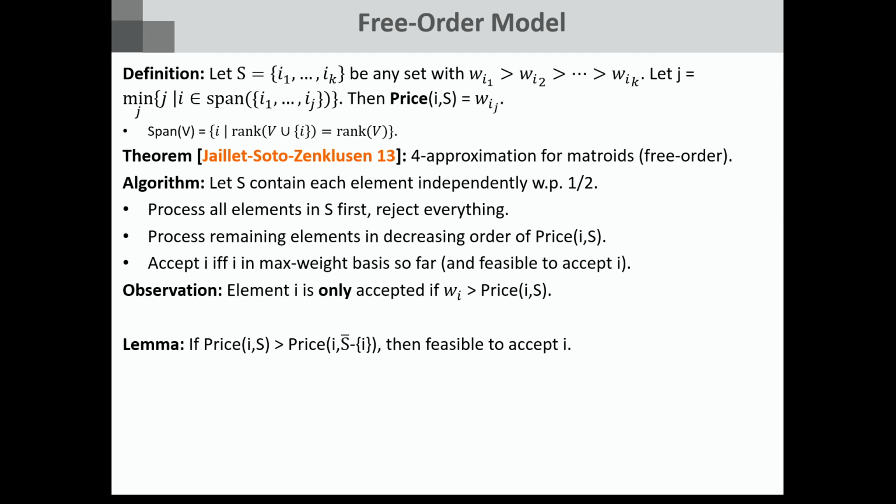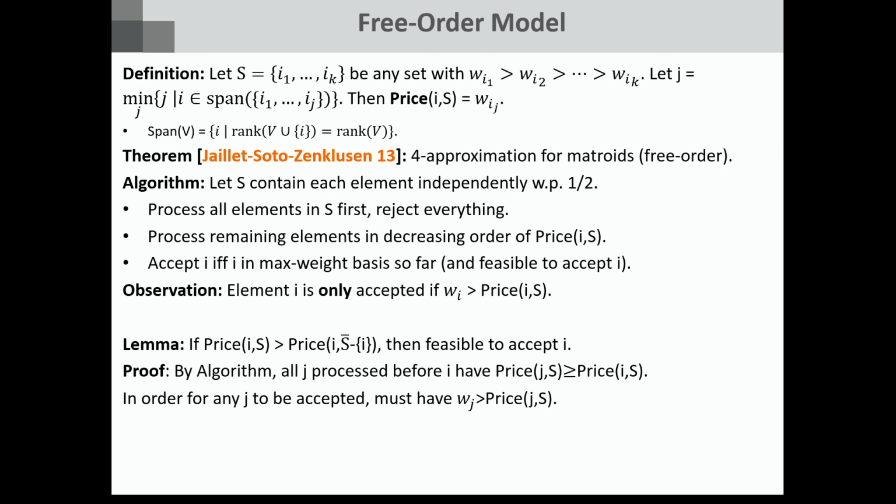Now I want to provide a sufficient condition for it being feasible to accept an element I. I'm claiming that if the price of I with respect to S is larger than the price of I with respect to S bar minus I, then it will definitely be feasible to accept I by the time we process it. Why is this? First, by our choice of processing elements in the algorithm, all j that are revealed before I have a price with respect to S at least as large as the price of I with respect to S. That was our algorithm's choice.